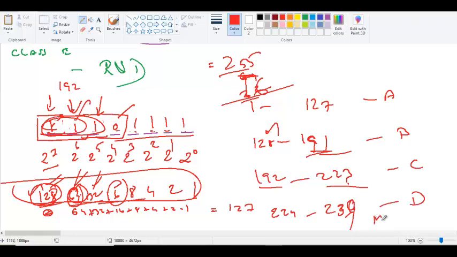Any question? Did you understand how they got the range, Sandosh?